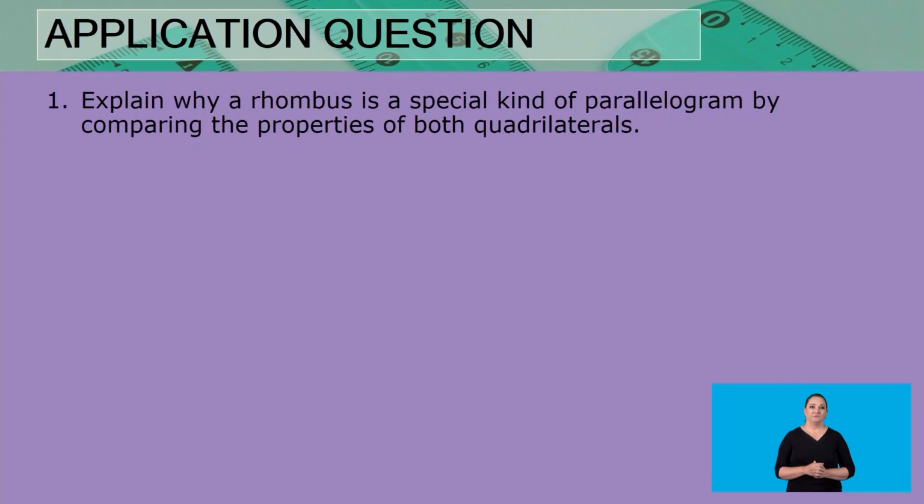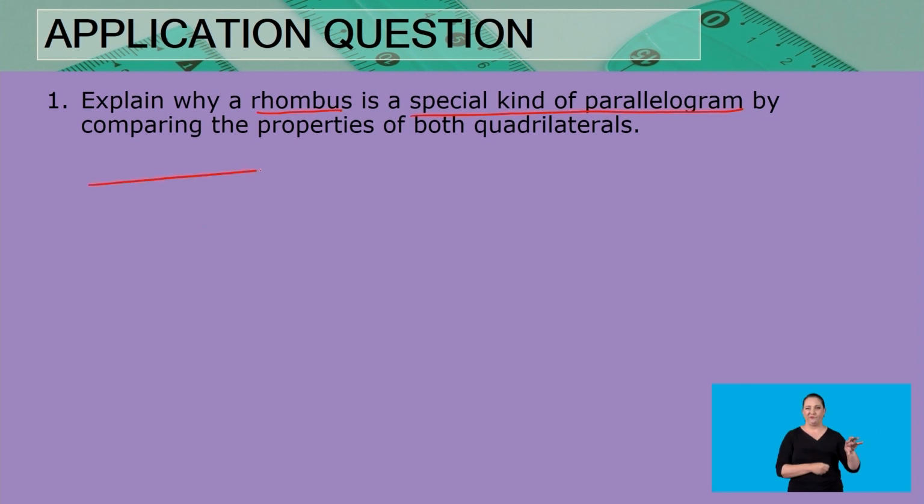Let's look more into those application questions. So now we are not just going to be listing properties, but let's compare these different parallelograms. Our first question says, explain why a rhombus is a special kind of parallelogram by comparing the properties of both quadrilaterals. So yes, a rhombus is a special kind of parallelogram. So let's see how we can explain why the rhombus is a special parallelogram.